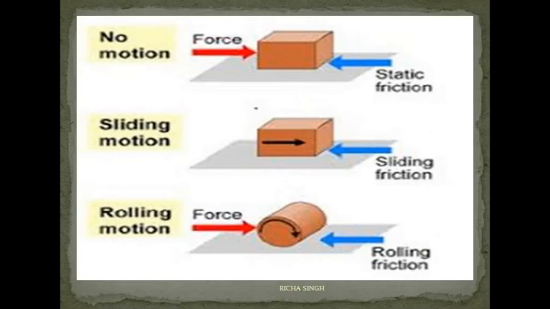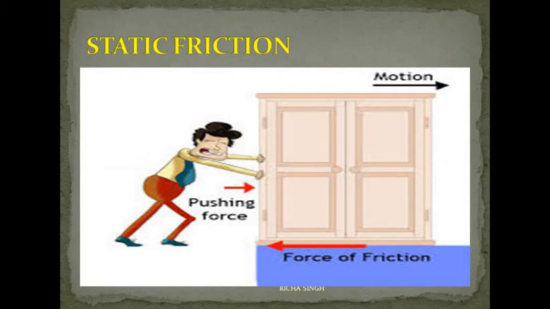Before that, just see the slide. It will give you a comparison of all the 3 types of friction. When there is no motion, then which friction is acting? It is static friction. When sliding, as the name suggests, it's moving, then which friction is acting? It is sliding friction. And when something is rolling, like a ball is rolling or you are skating, which friction is acting there? It is rolling friction. Let's start with the static friction.